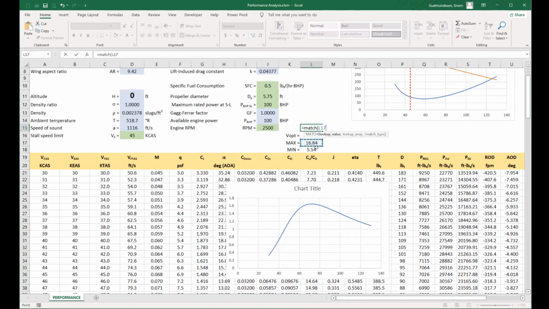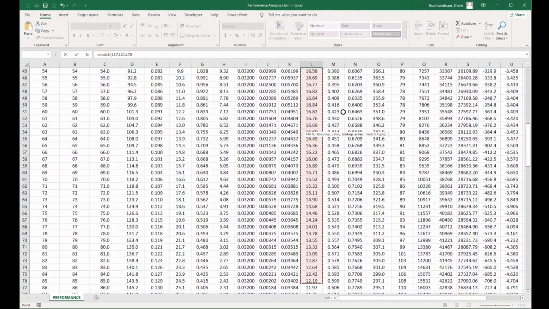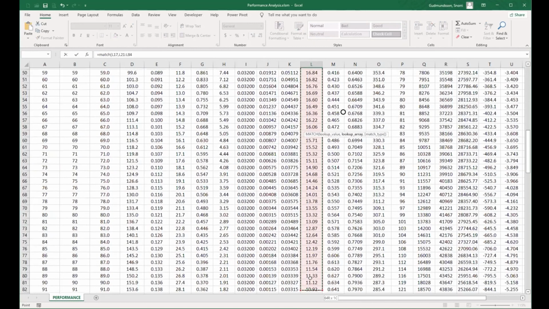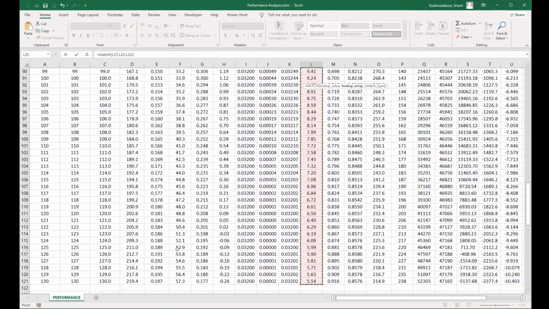Type =, match, parenthesis open. Then select whether you want to locate the maximum or minimum value. Here we are interested in the maximum lift to drag ratio, so we pick accordingly. The next argument is the vector of numbers to search. Here, naturally, it is the entire list of lift to drag ratios. The last argument in the function is the value 0.